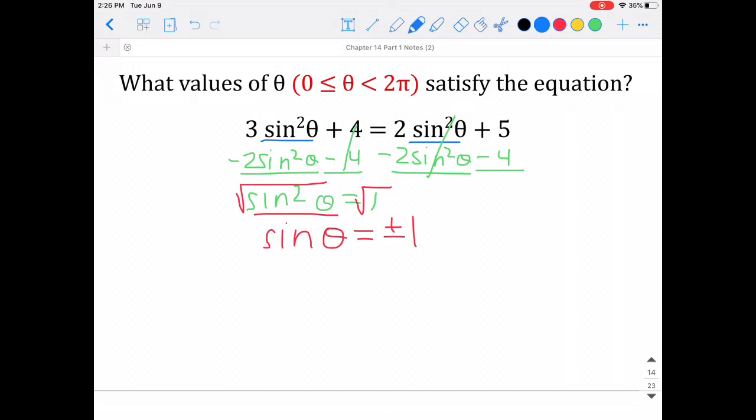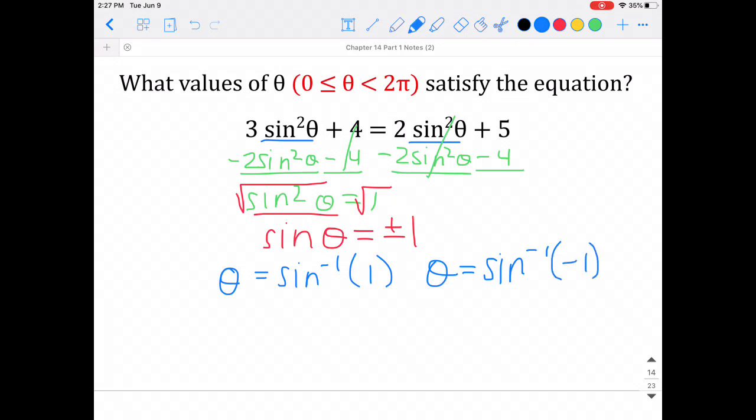So for our equation for theta, we can solve inverse sine of positive 1 or inverse sine of negative 1. So we're looking for our angle when sine is positive 1, and we're looking for our angle when sine is negative 1. So looking at our coordinate plane, when sine is 1, when our y value is positive 1, we're at pi over 2.